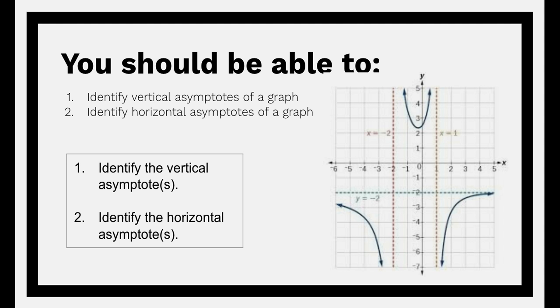At this point, you should be able to identify vertical asymptotes of a graph and identify horizontal asymptotes of a graph.